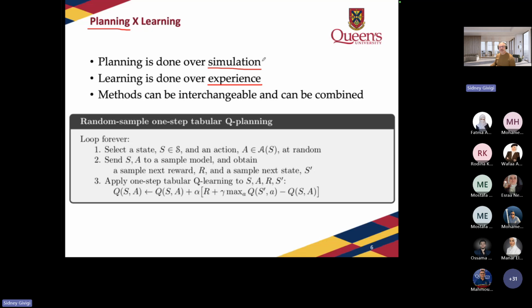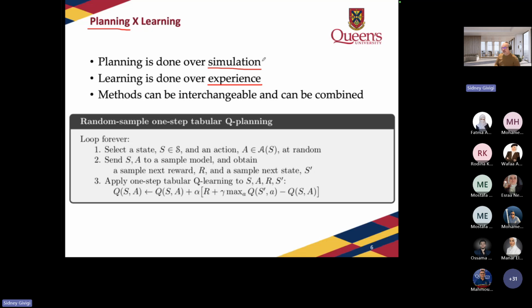But here, simulation means how we are going to simulate this environment in a very fast way, through a model that we acquire from this environment, and not necessarily from interacting with this environment, either virtually, through what we call a computer simulation, or physically, like when we access the agent directly. And we can interchange these methods, and we can combine these methods. This is something that is done very, very often.